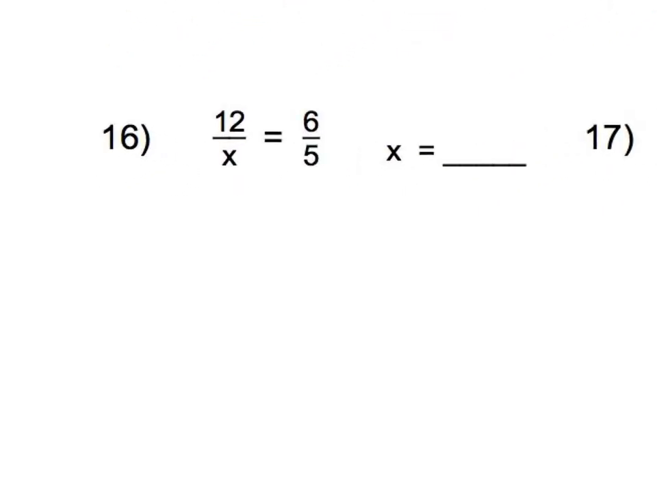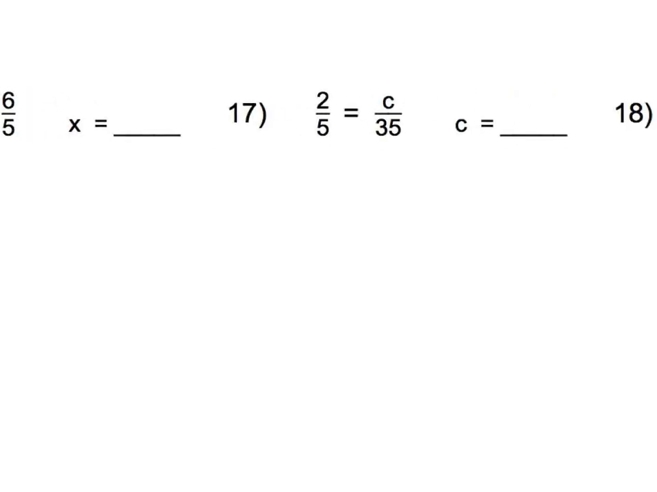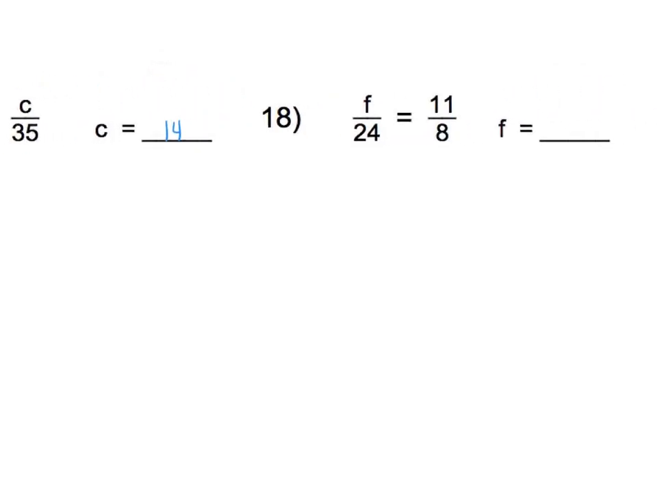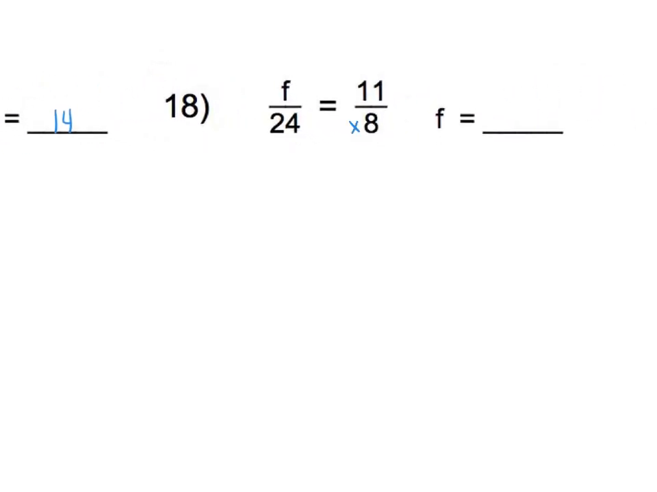Okay, let's check our next one here. It's like a puzzle. See what you can use to help you. So on this one, I'm going to do 6 times 2 to get 12. So I need to do 5 times 2. So x equals 10. Okay, my next one, 5 times 7 is 35. So 2 times 7 should give me 14. And here, 8 times 3 is 24, so 11 times 3 should give me 33.